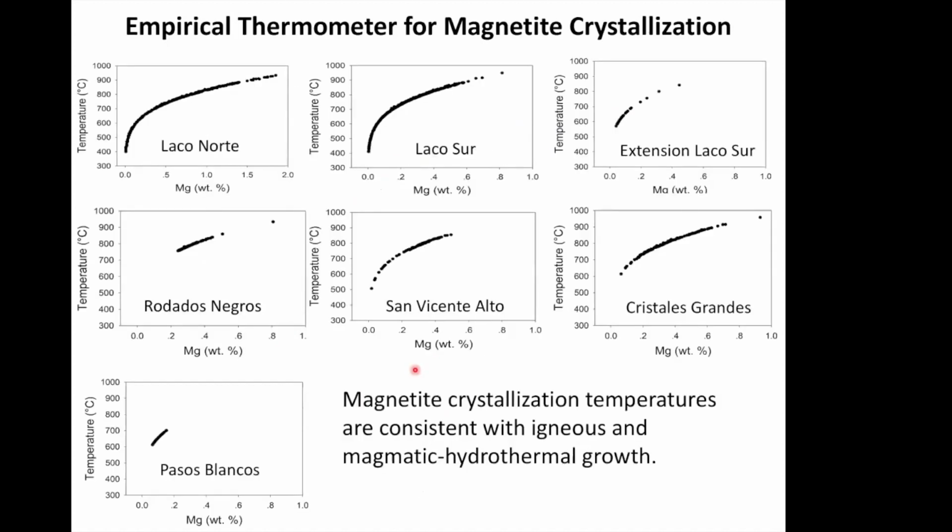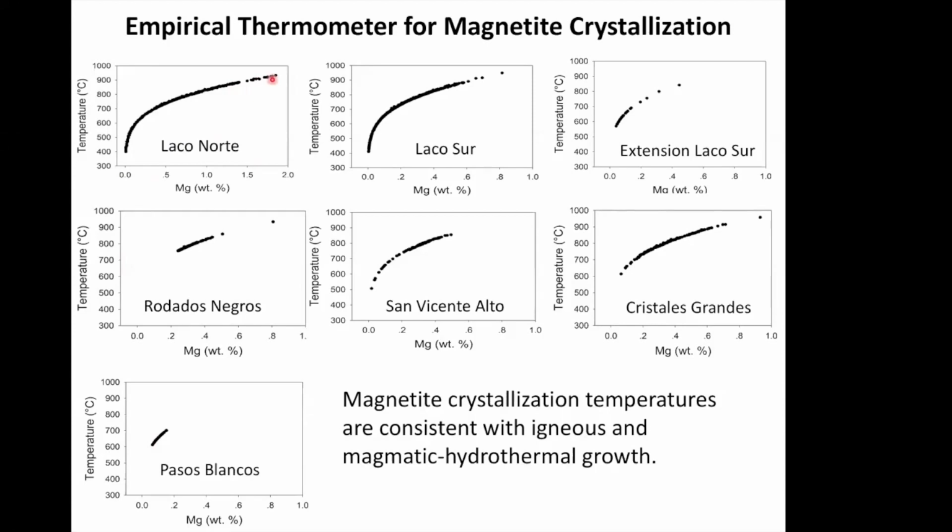And we see this in all of the ore bodies. So we have different amounts of data from each of the 6 ore bodies, or in this case, 7 ore bodies if we include Extensión Laco Sur. Here would be Laco Norte that I showed you on the previous slide. Here's Laco Sur, Extensión Laco Sur, Rodados Negros, San Vicente Alto, Cristales Grandes, and Pasos Blancos. And you can see they're all the same scale except for Laco Norte, which is more magnesium rich in some of the high temperature samples.